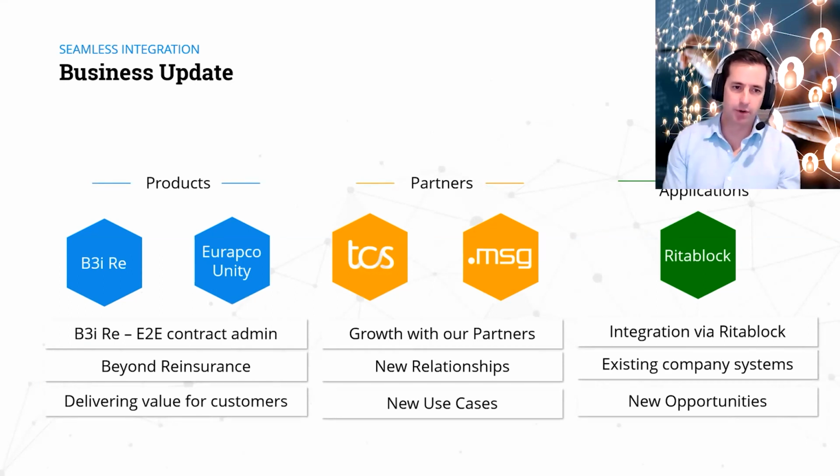We'll start with applications, our products. So B3i Re is our lighthouse product that Antonio and Aris will talk more about. It's a product that has matured significantly since its first release as cat excess of loss placement, and we have the objective this year of having legally bound contracts originated and administered on Ledger.